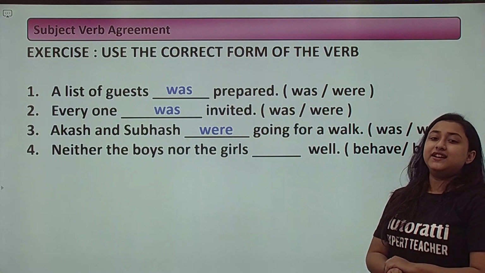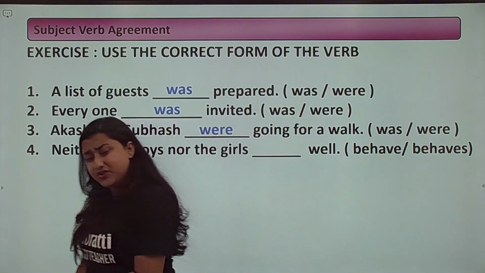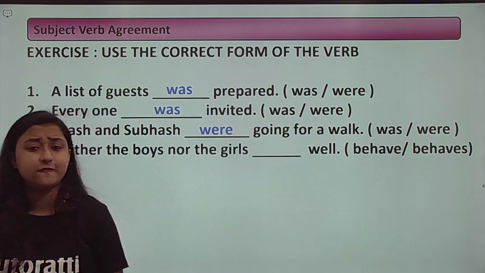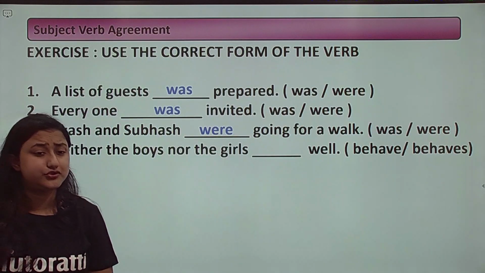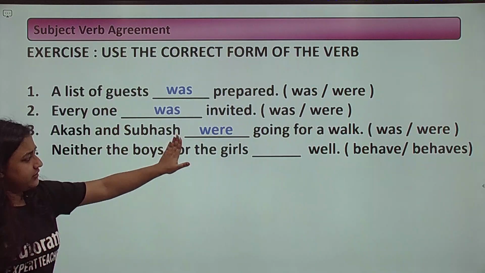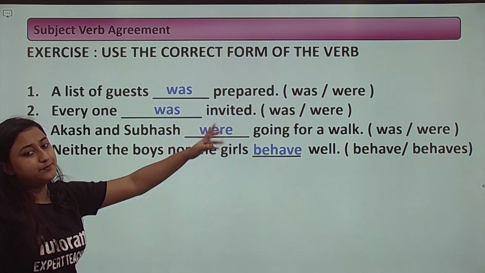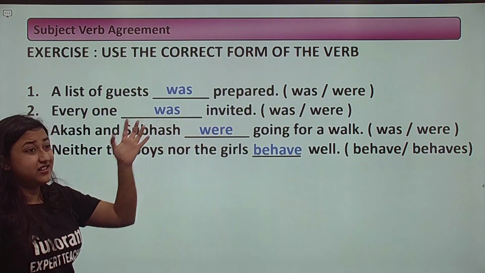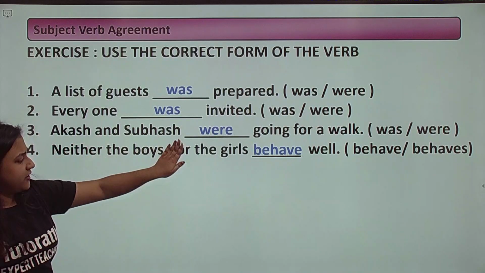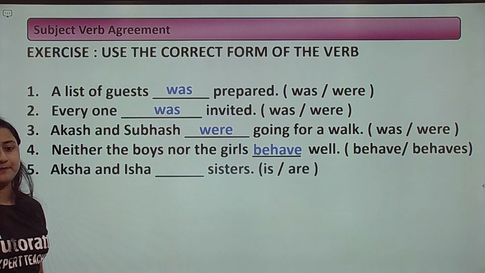Next one. Neither the boys nor the girls dash well. Now students, what did I tell you? In case of neither and nor, what do we need to do? You cover the first part of the sentence. We don't care. Read from here. The girls dash well. The girls behave well. आप ऐसा ही बोलोगे ना. The girls behaves well आप नहीं कहोगे. Forget about the first one. The girls behave well. So that is the answer.